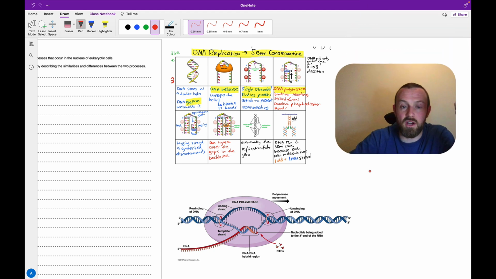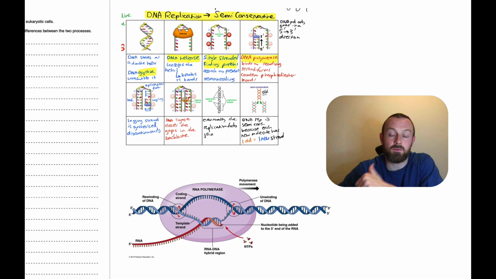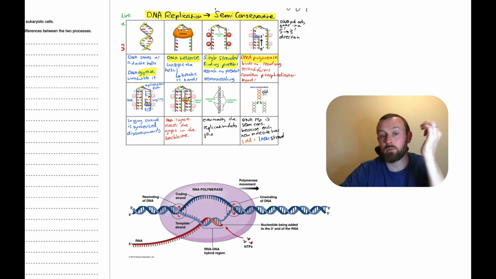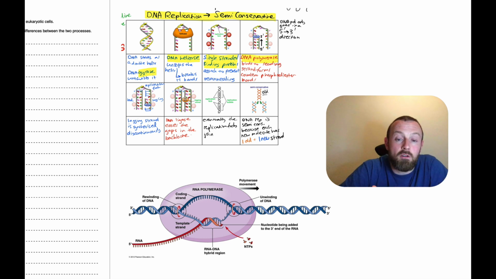Similarity 1: gyrase and helicase enzymes. Similarity 2: free nucleotides lining up by complementary base pairing, with hydrogen bonds. There's a few in there. Similarity 3: polymerase enzymes join up the backbone by forming phosphodiester bonds. But there are differences. One produces messenger RNA, one produces DNA. One uses free RNA nucleotides, one uses free DNA nucleotides. One uses RNA polymerase enzyme, one uses DNA polymerase enzyme. One uses only one strand, the template strand, to produce RNA, and one uses both strands to do semi-conservative replication of DNA. So those are some differences.